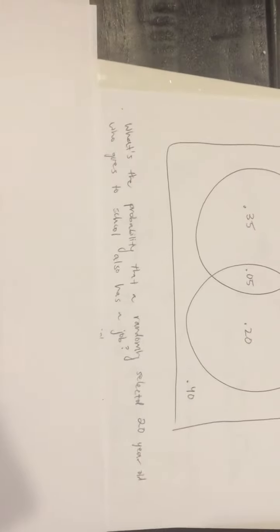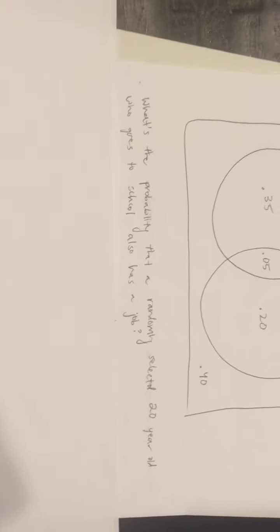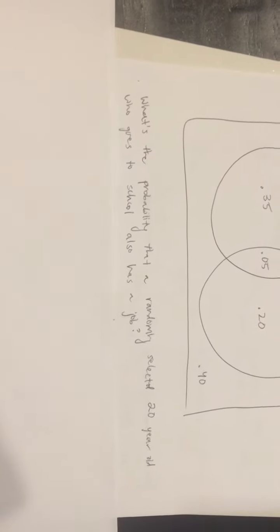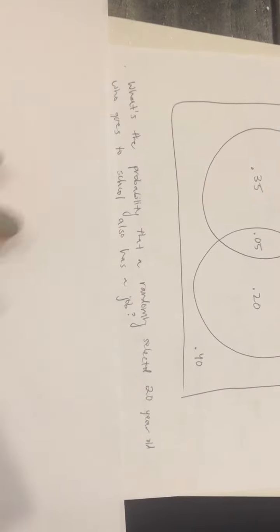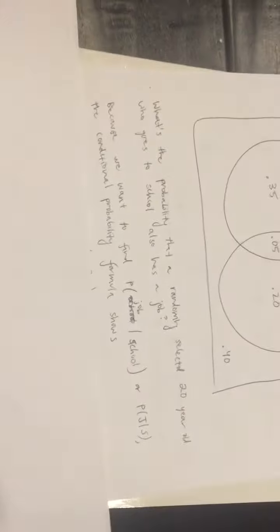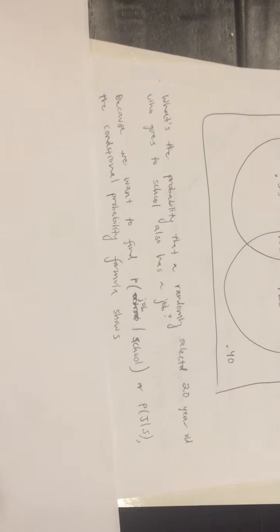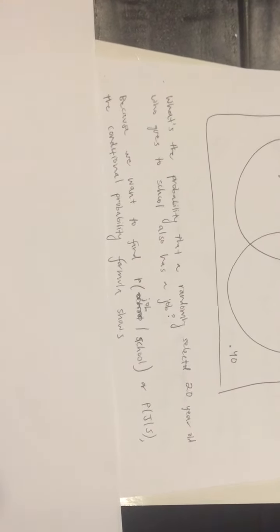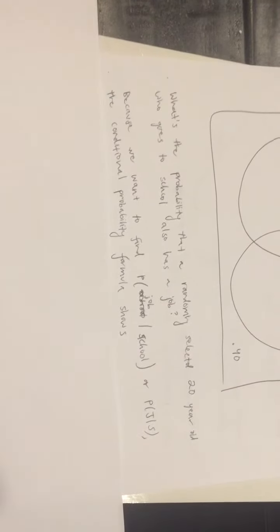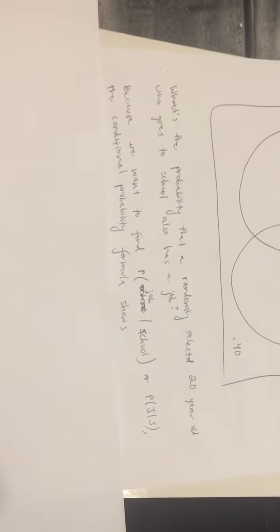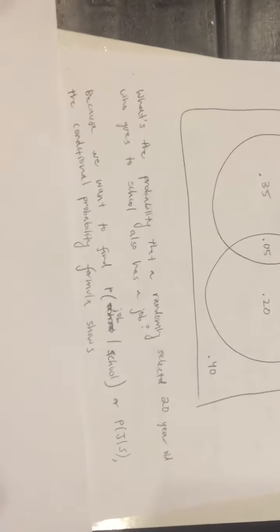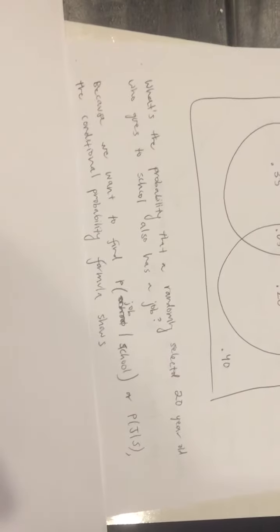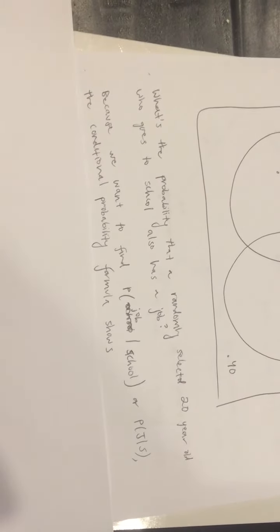So here's our question. What is the probability that a randomly selected 20-year-old who goes to school also has a job? So we are going to be looking at conditional statements. Because we want to find the probability of a 20-year-old having a job given that they go to school, or probability of J given S, the conditional probability formula is as follows. Feel free to pause the video right here and try to come up with a formula by yourself, and then unpause and see if you got it correct.